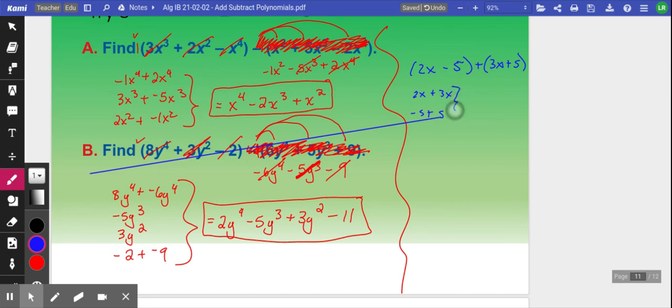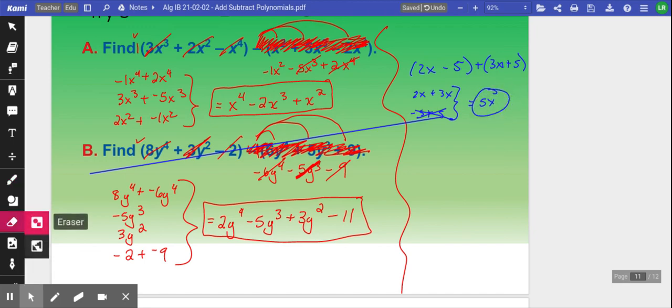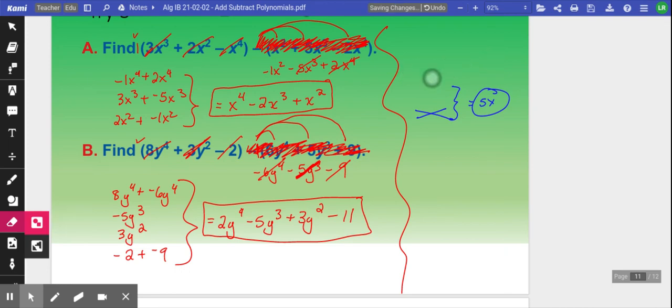Whoa. When you do this, 2x plus 3x is 5x. Negative 5 plus 5 is 0, so it's just gone. I do not write plus 0. So my answer would just end up being 5x. So I just wanted to make sure that we saw that, okay? Because I believe it does show up on your homework at some point.